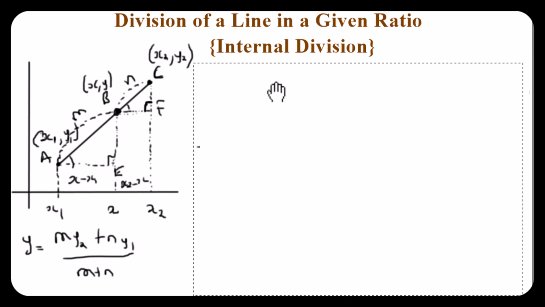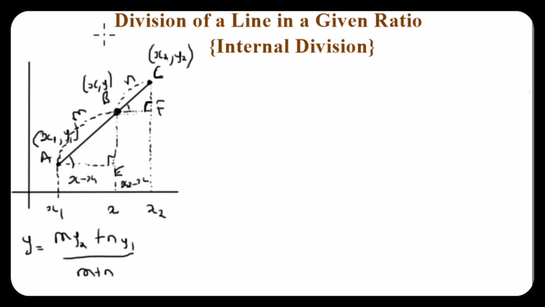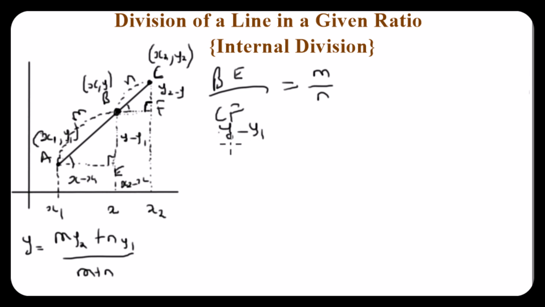Okay, clearing the screen now. Now we can take a different ratio. So since before we took AE over BF, now we want to take BE over CF, and say this should be equal to m over n. Again, what is BE? If this is y and this is y1, then definitely this will be y minus y1. And if this is y2 and this is y, then this will be y2 minus y. Substituting the values of BE and CF into these ratios, we'll definitely have y minus y1 over y2 minus y equal to m over n.